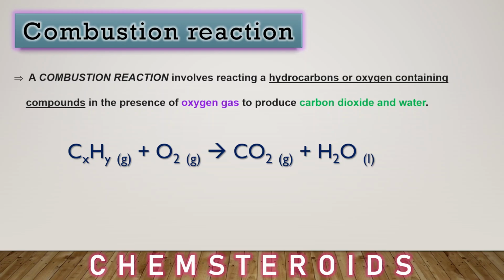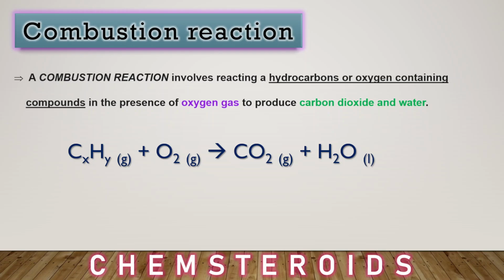Same way in water, in hydrogen we have got 2. So those numbers are not going to change during balancing. We can only change the numbers or the coefficients of the molecules. We call that stoichiometric coefficients.